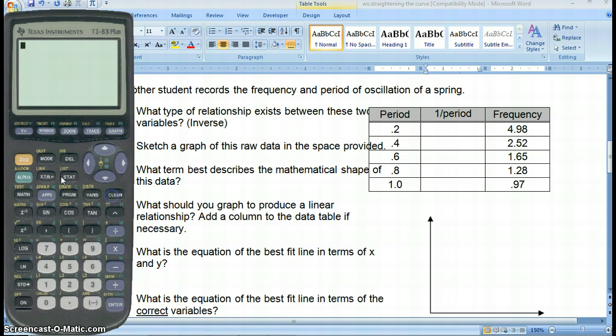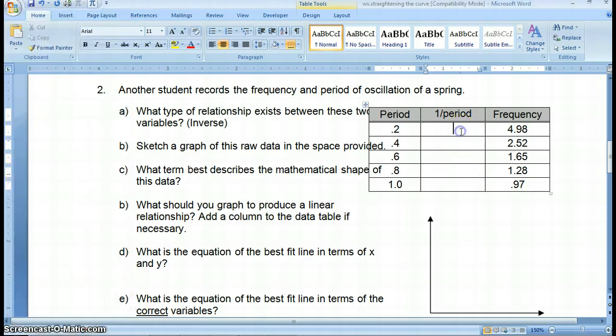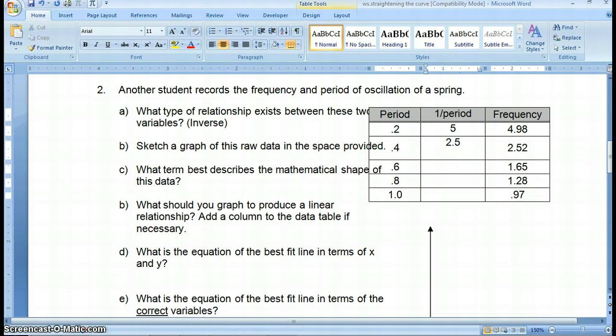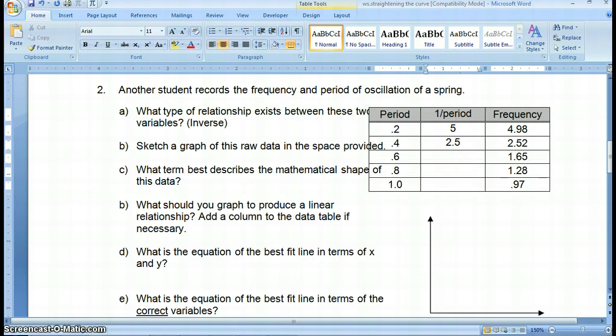Alright, so I'll clear this out, and I'm going to do the inverse of 0.2. I can just do 0.2 inverse, and that's 5. I'm going to do the inverse of 0.4, and that's 2.5. The inverse of 0.6 is 1.667. Inverse of 0.8, 1.25, and the inverse of 1 is 1.